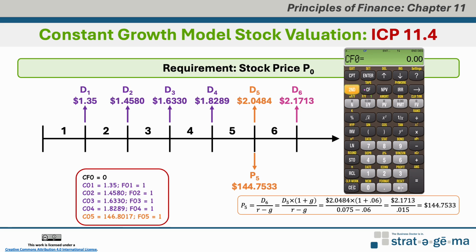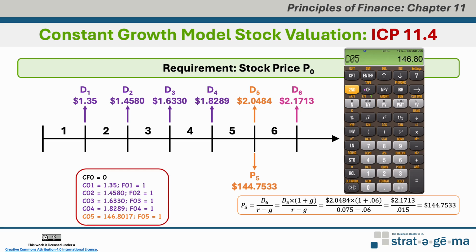Instead of calculating individual lump sum present values for those, we'll jump right to the cash flow function of our calculator. CF0 is 0, C01 is $1.35. All of these are for one frequency. C02, $1.4580, C03, 1.633, C04, 1.8289, and C05 is the sum of 2.0484 plus the 144.7533.